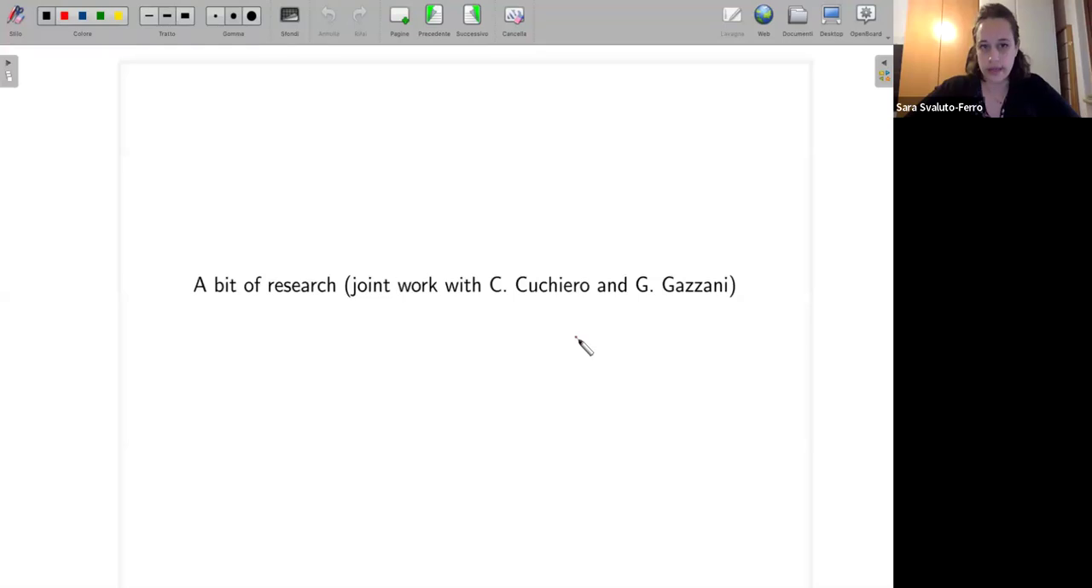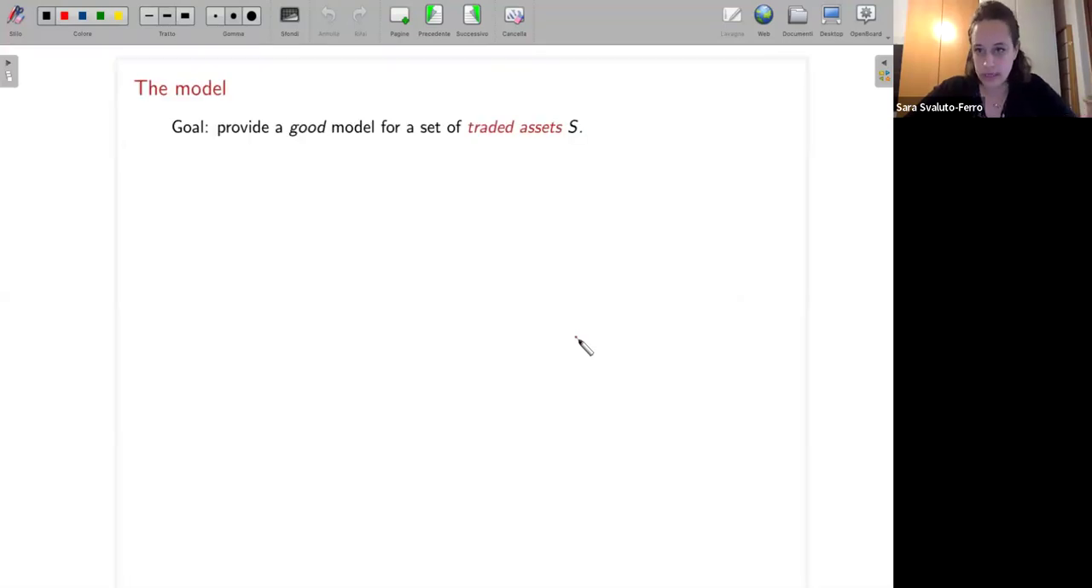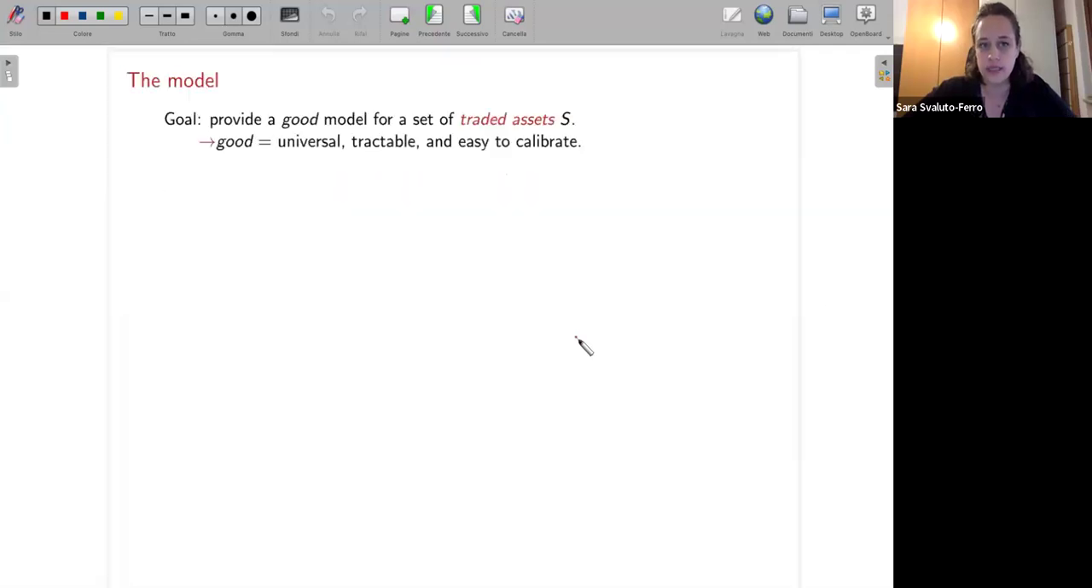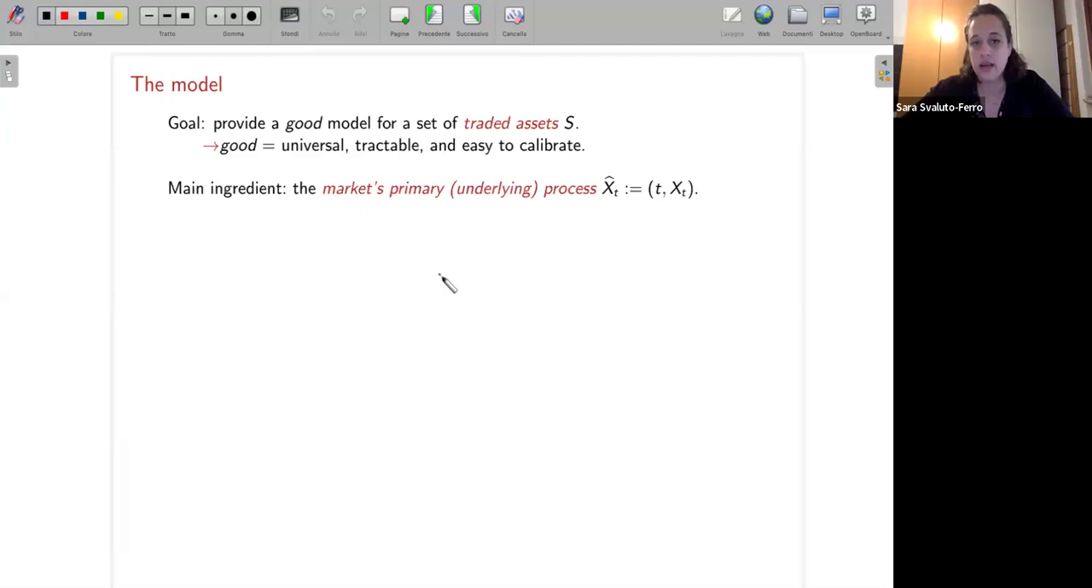Our goal was to get a good model for some traded asset S. What do we mean by a good model? We wanted something universal, meaning that we are able to reproduce many behaviors. We want something tractable. So it's nice to be universal, but if you cannot compute anything, then there is no point. And something easy to calibrate. We cannot take 1 month to calibrate our model because otherwise it cannot be used.